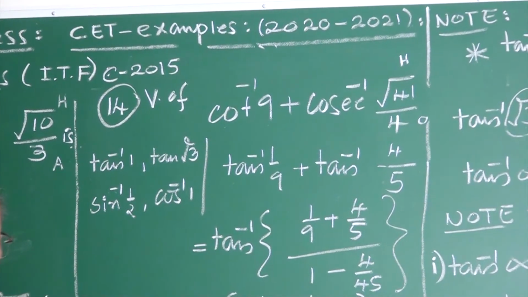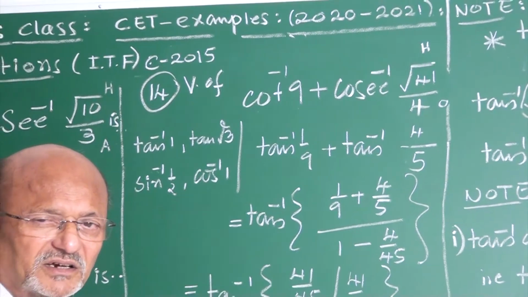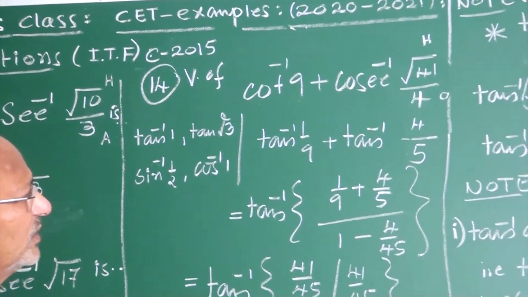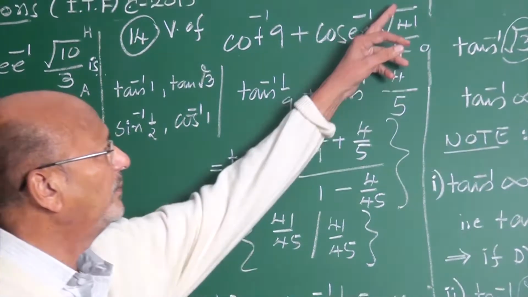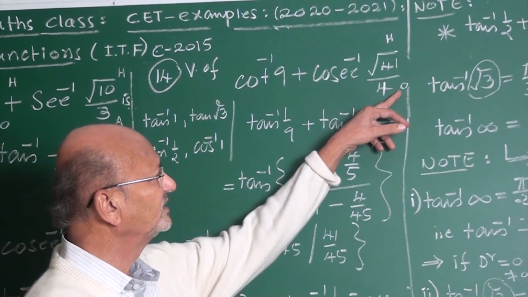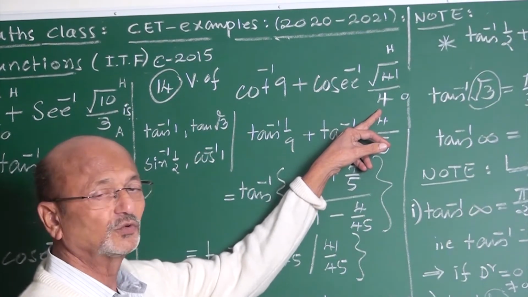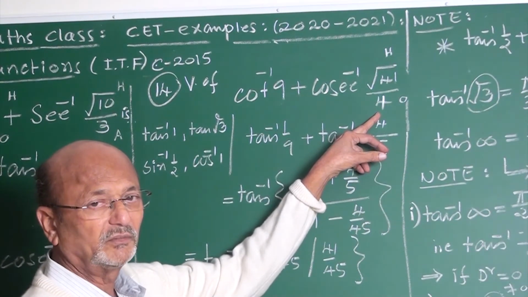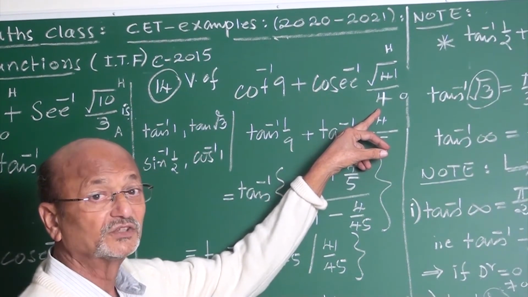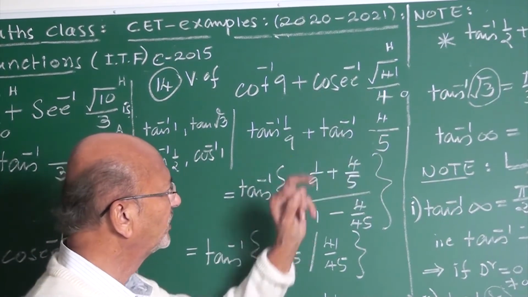Those things, my friends, you must manage, you must write directly. We have to make use of Pythagoras theorem. Hypotenuse upon opposite side. How to find the adjacent side? Square 41 minus square 16. 41 minus 16 is 25. Square root 5. 4 by 5.